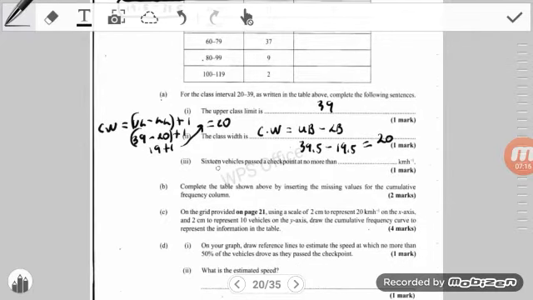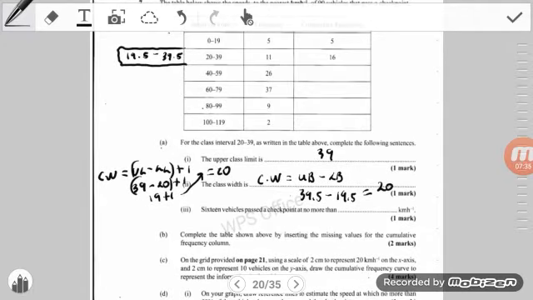Now we're interested here in part 3. It says, following sentence, 16 vehicles passed a checkpoint at no more than. So we want to find out what's the maximum kilometer at which 16 vehicles, or no more than 16 vehicles, passed. What's that kilometer?